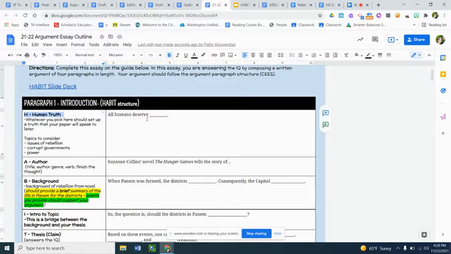You want to think about this like a theme, right? What is true for humanity in general? Whatever you pick here should be something about rebellion or corrupt governments or power imbalances in some regard. So, all humans deserve what? Or, and I'll give you another one you can also use, when there is a power imbalance, what might be a side effect? What might be a consequence? Or, rebellions are or are not necessary when blank.